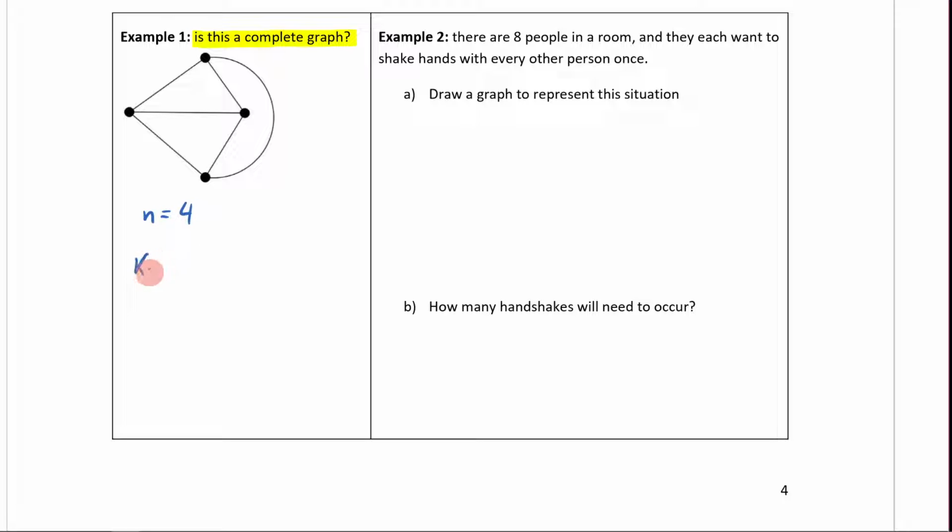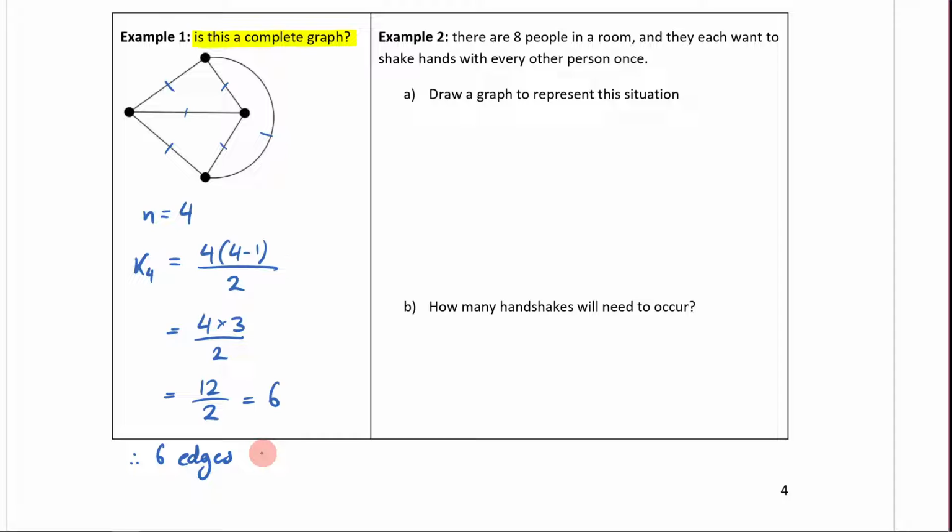So I'm going to say K of 4, which is going to represent the amount of edges I'm going to have, is equal to 4 brackets 4 minus 1 over 2, which is the same as 4 times 3 over 2. That is the same as 12 on 2, which is equal to 6. Therefore, I should have 6 edges. And sure enough, 1, 2, 3, 4, 5, 6. I do have 6 edges, therefore complete. And that's kind of the thinking that goes behind that question there.